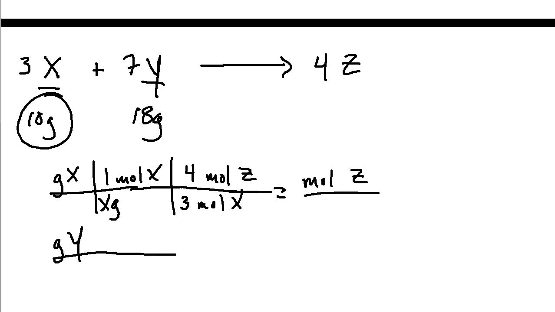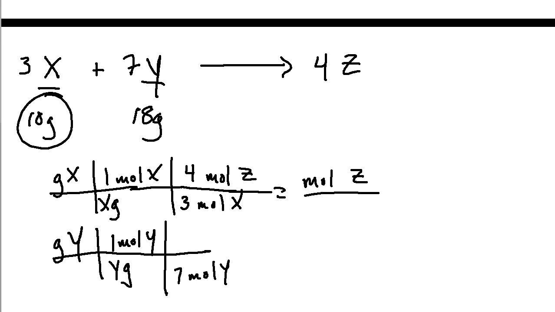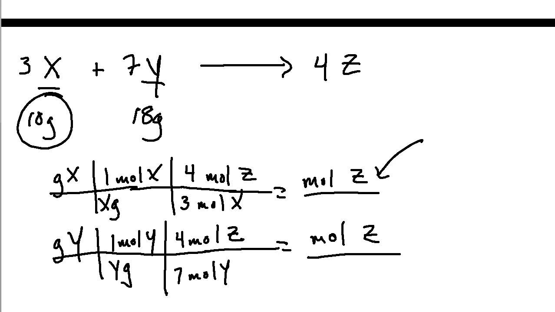And then I do the same thing for Y, because I have 2 of these here. So now I say, what is Y's molar mass? So the grams of Y for every 1 mole of Y. And then I look at this ratio: I've got 7 moles of Y for every 4 moles of Z. And when I do that, I would also get moles of Z. So these are 2 theoretical values. This is how much Z could X produce given the amount, and this is how much Z could Y produce given the amount.